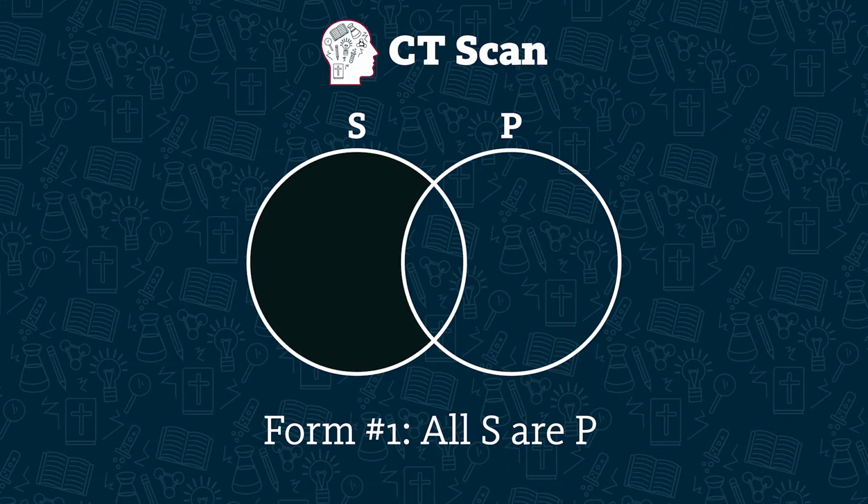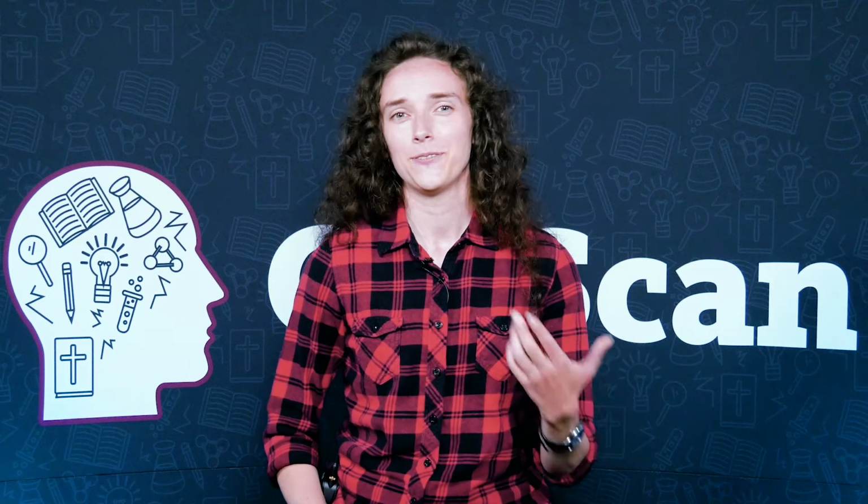Form 1 is all S are P. For example, all penguins are birds. You can diagram that by shading in all the S circle except for where it overlaps with P. The dark shading means that nothing is in that category. So you can think of the shading as meaning the lights are out, so nobody's home. In this case, there are no cats which are not mammals.